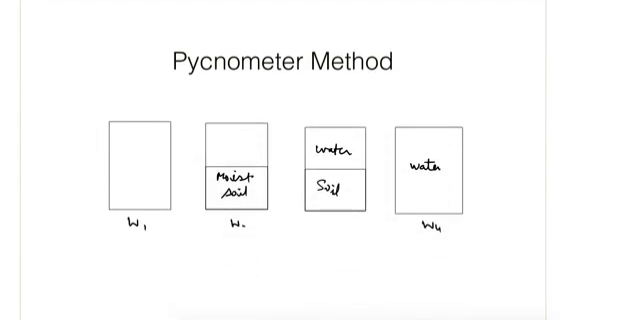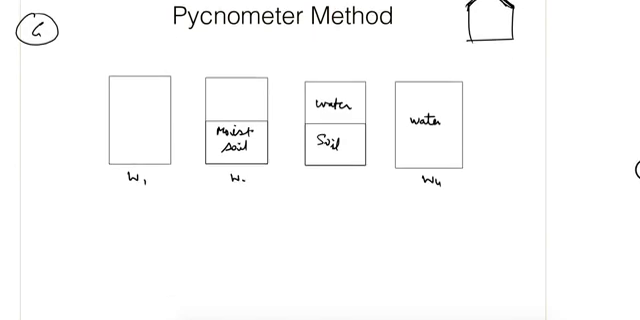Next is the pycnometer method. This is a very quick method if we compare it with the oven drying method. We use it when we know the specific gravity of soil and need to calculate the water content quickly. A pycnometer is nothing but a bottle, somewhat conical from the top, and we take some readings from this bottle.